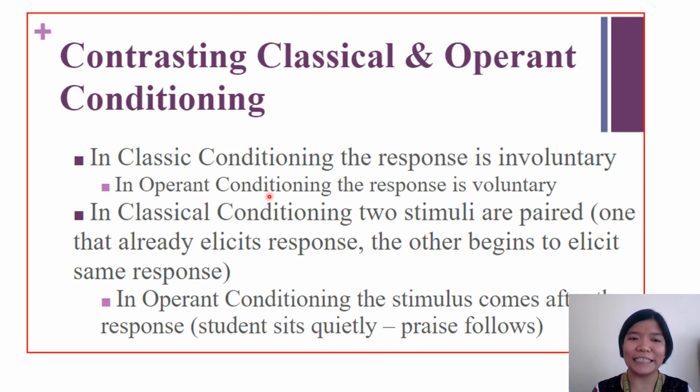Now, let's contrast classical and operant conditioning. In classical conditioning, the response is involuntary. Like when you present the meat to the dog, involuntary, the dog salivates. In classical conditioning, two stimuli are paired, which elicits a response. In operant conditioning, the response is voluntary. In classical conditioning, two stimuli are paired. For example, the bell and the meat. In operant conditioning, the stimulus comes after the response.